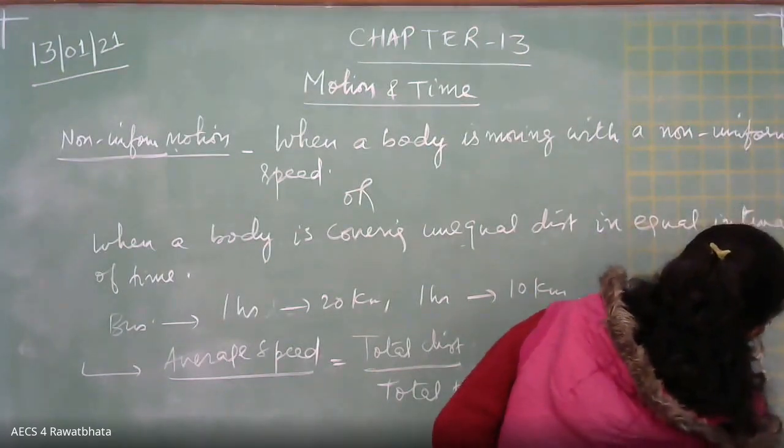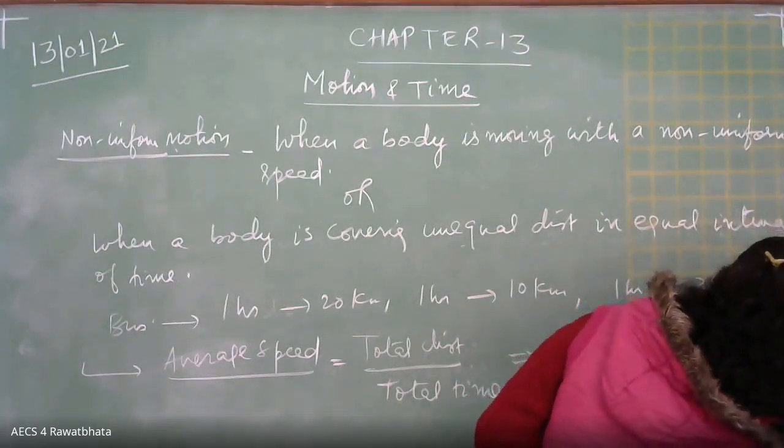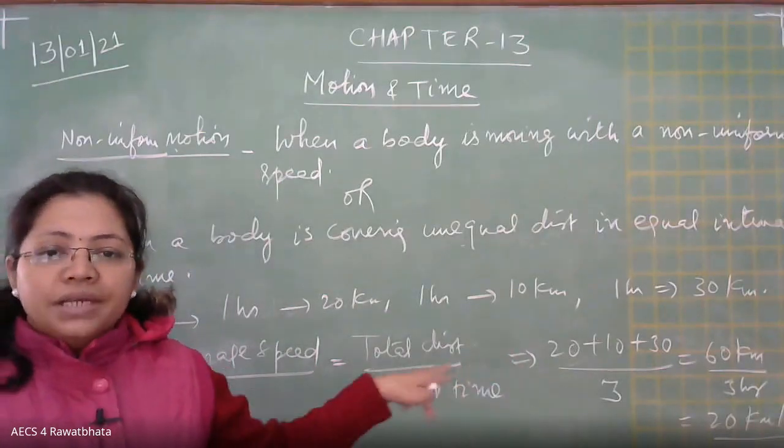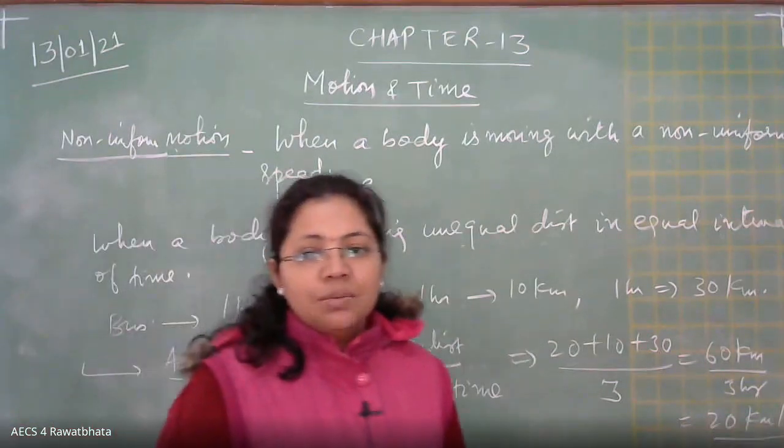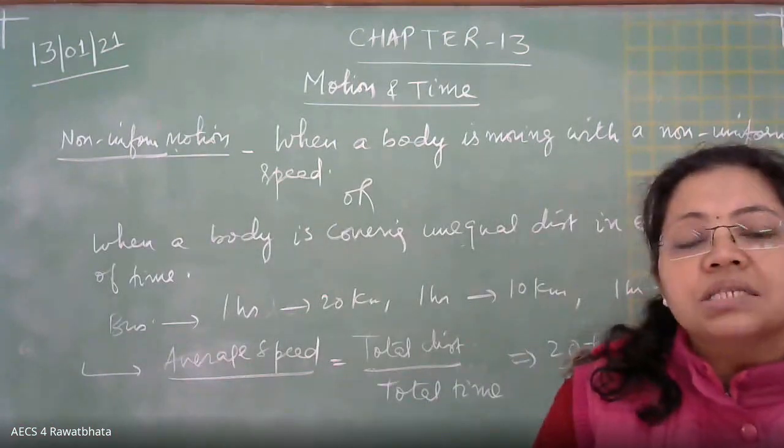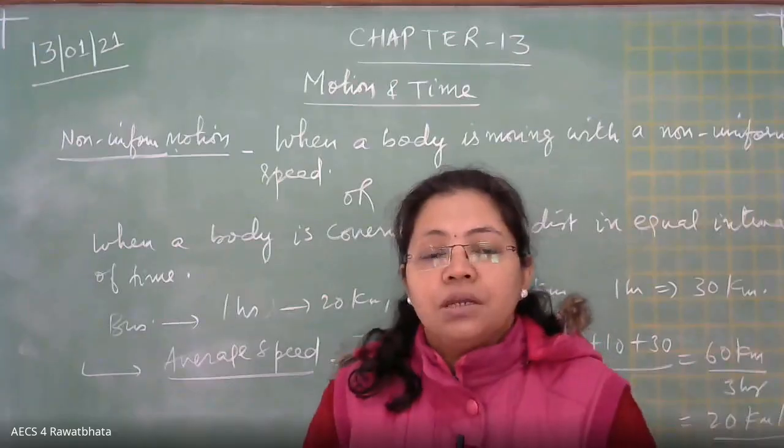So it is 60 kilometer upon 3 hours. It will be 20 kilometer. 20 plus 10 plus 30. Right? So that is for average speed. So sometimes in exam question is asked 60 by 3.